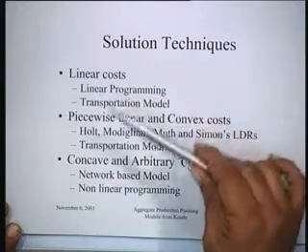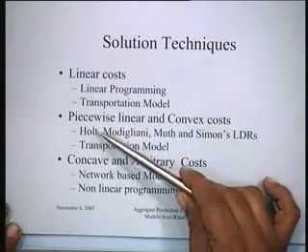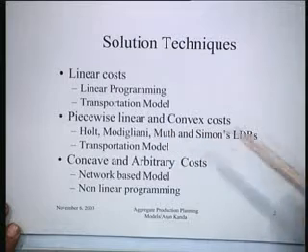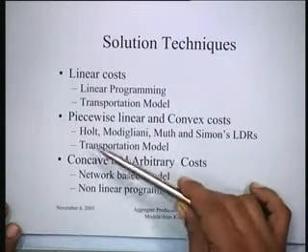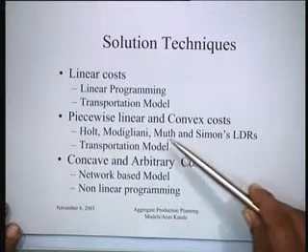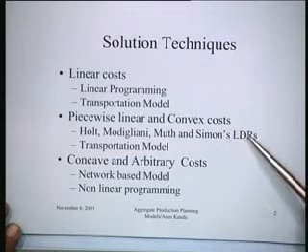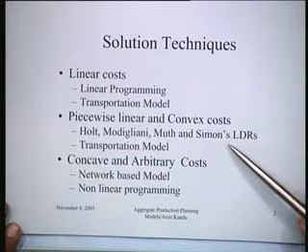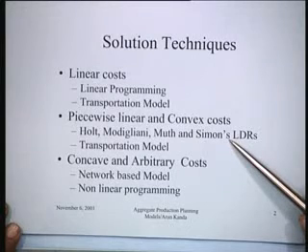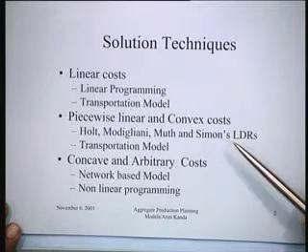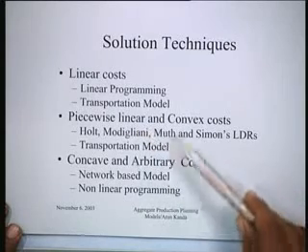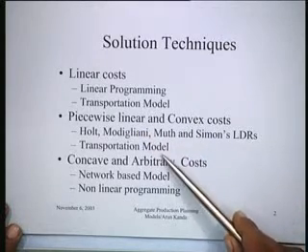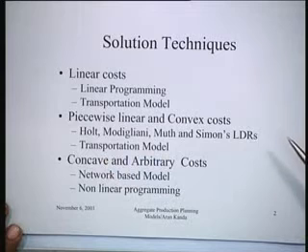An extension of the linear cost case is the situation where you have piecewise linear and convex costs. In fact, we had a look at the Holt, Modigliani, Muth and Simon linear decision rules last time. That was actually a case when costs were convex in nature. However, if the costs are piecewise linear and convex, then in such a situation the transportation model can be used very effectively, as we shall soon see through an example.